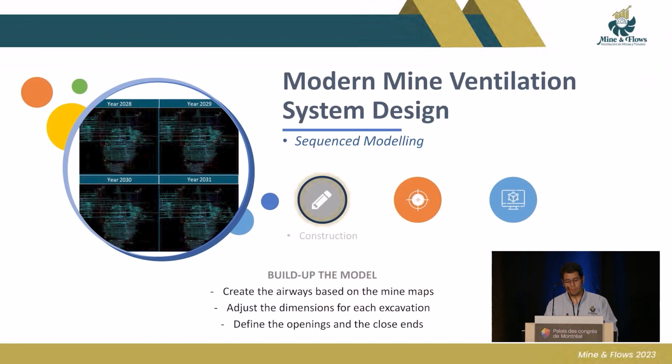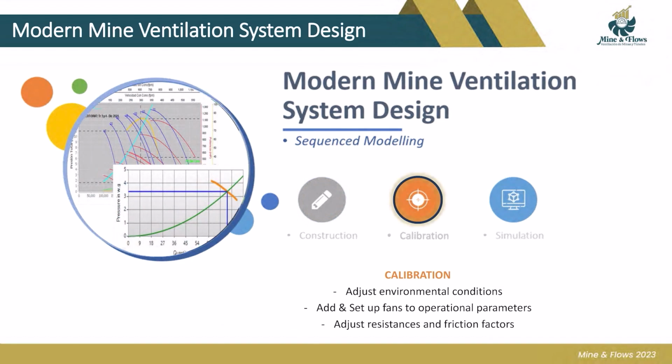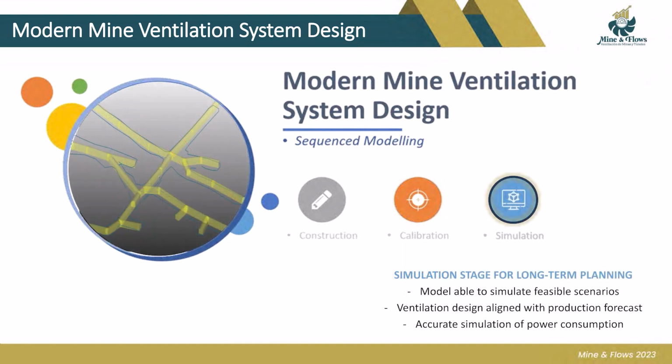As a reminder, modern ventilation systems have 3 stages: the construction of the model to create a representation of the geometry of the mine, the calibration to adjust the associated resistance in the system and the environmental conditions, and finally, the simulation of alternative conditions to evaluate potential scenarios and outcomes.